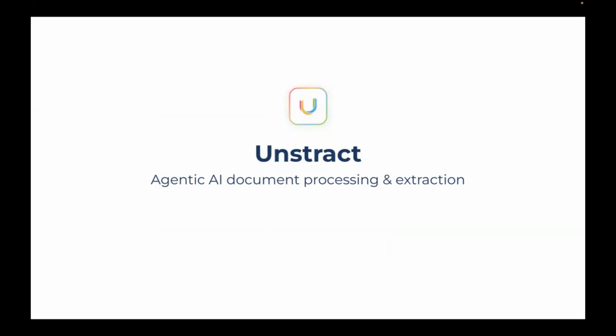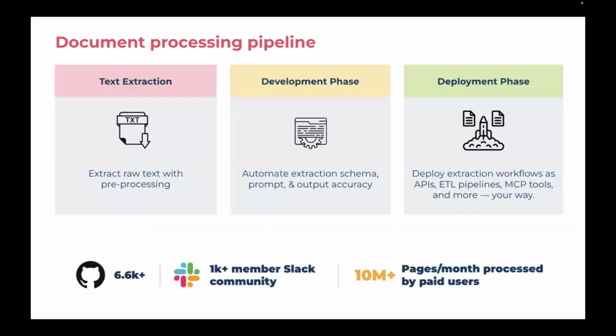Now, Unstract is an agentic AI document processing and extraction platform. And if I had to briefly put the capabilities of the platform, you would have three major categories. That is the text extraction phase, development phase, and finally the deployment phase.